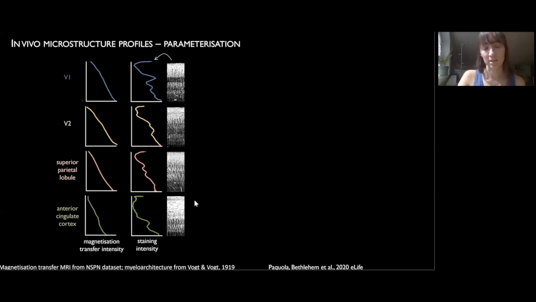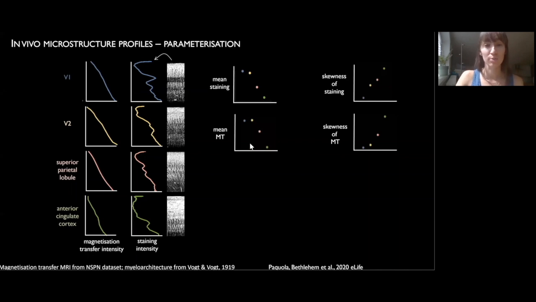But what we can do is use a little trick from histology, which is to parameterize these profiles using the central moments. So the central moments are mean, standard deviation, skewness, and kurtosis. The first 2 and the second 2 are highly collinear. So I'll just show the mean and skewness for the purpose of this presentation.